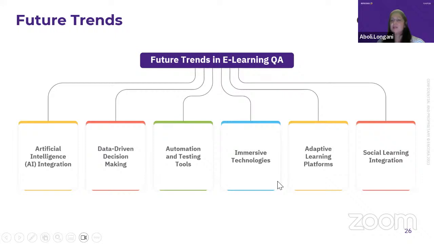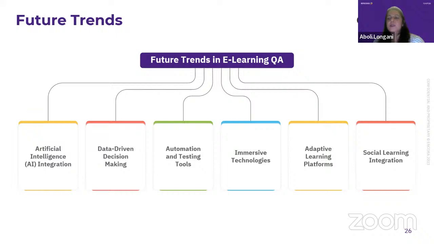Automation, which is currently in use in e-learning processes. The use of automation tools for testing ensures that e-learning platforms are robust, functional, and user-friendly. VR and AR: these immersive technologies are changing e-learning by providing engaging and interactive learning experiences. Incorporating technologies like AR and VR can create a more engaging and interactive learning experience for all users. Adaptive learning platforms tailor the learning experience to individual needs, making learning more effective and personalized. And lastly, social learning integration.